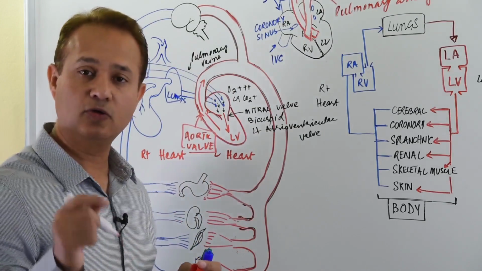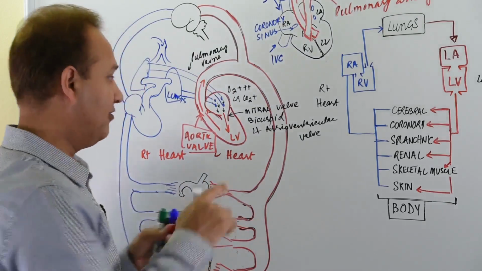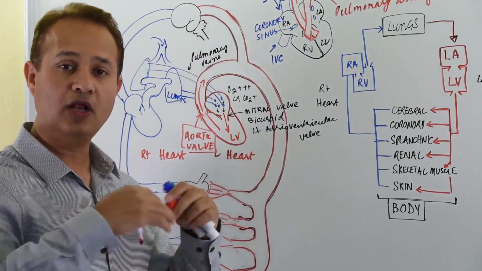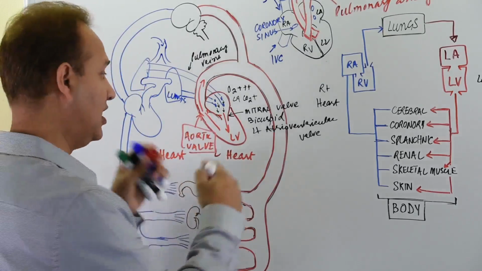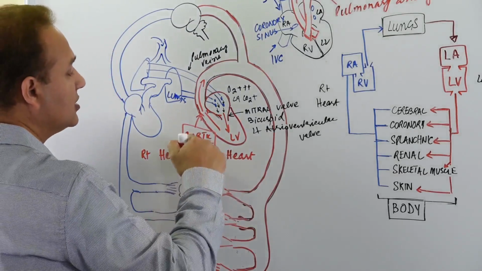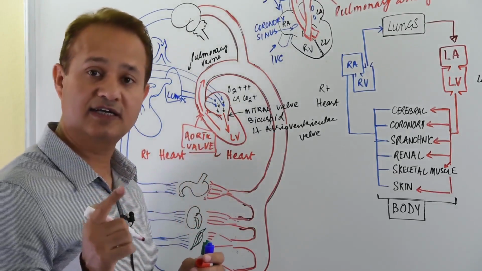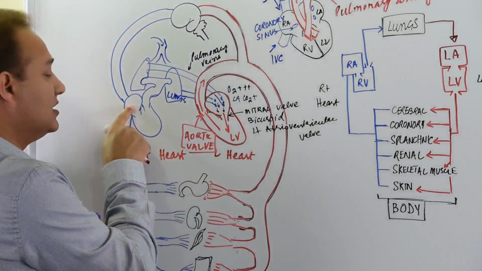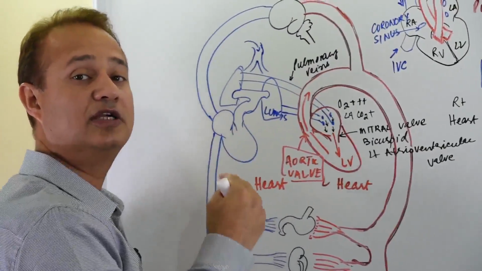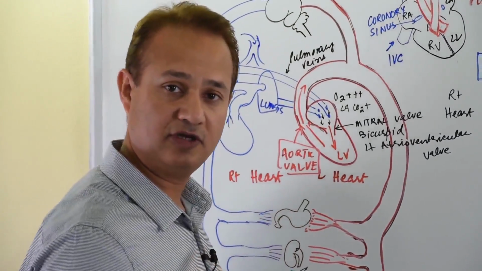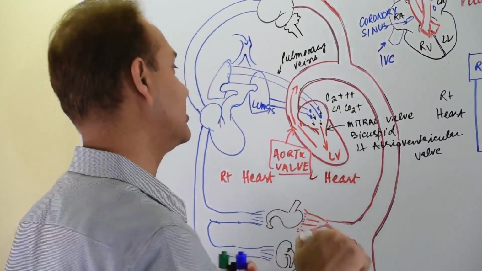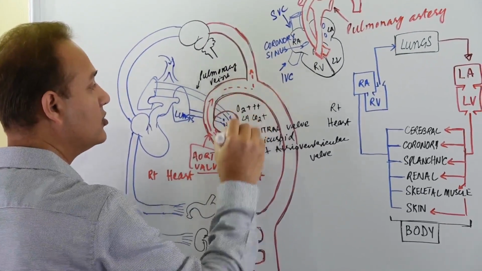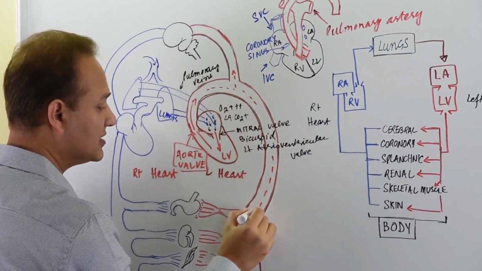Now remember this, that only the left AV valve is bicuspid, or has 2 leaflets. All other valves are tricuspid in the heart. Traditionally, the right AV valve is called the tricuspid valve, although the aortic valve is also tricuspid and the pulmonary valve is also tricuspid. Anyway, so the blood comes out into the aorta. From here, it goes to the systemic tissues.